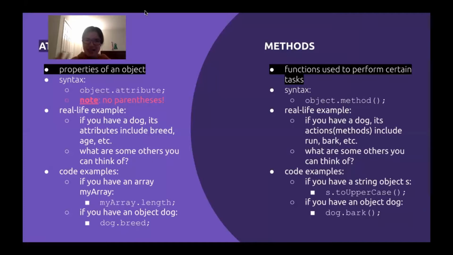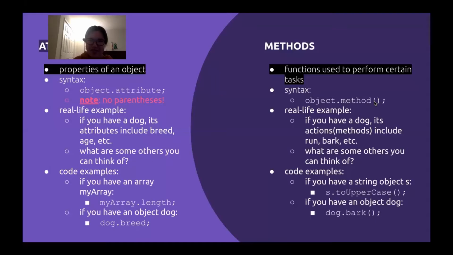Sweet. So the next part of classes is its methods. Methods are just things that this class can do. So for example, when we had ArrayList.size, that was a method. And you can call a class method by doing object.method with the parentheses at the end.